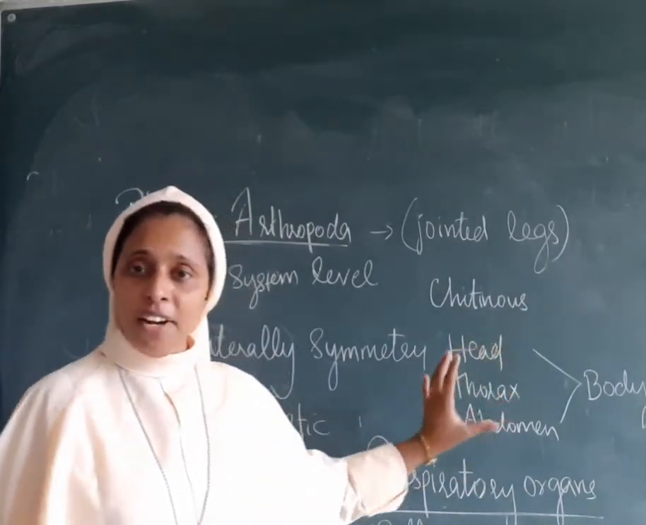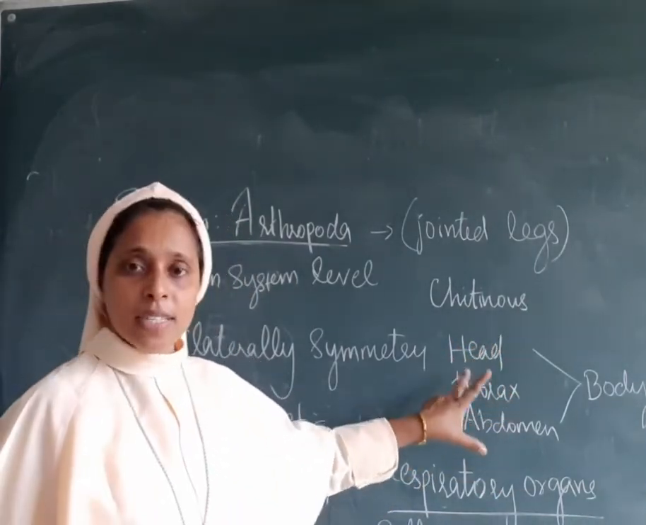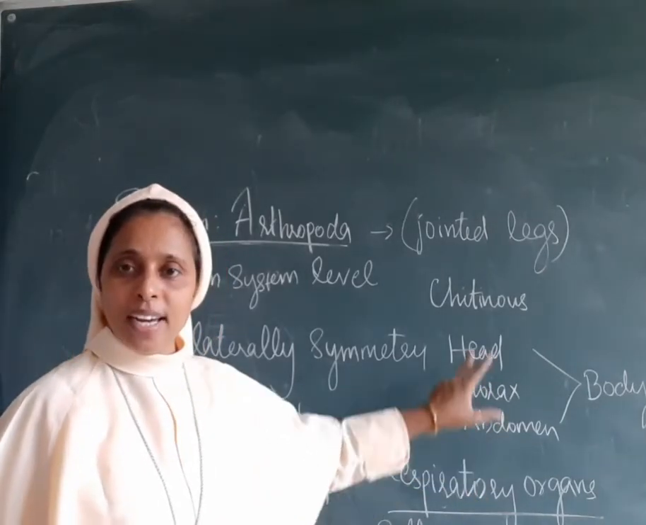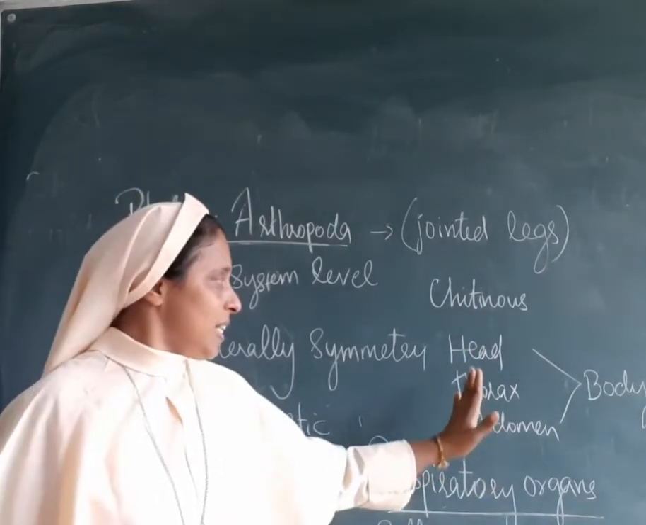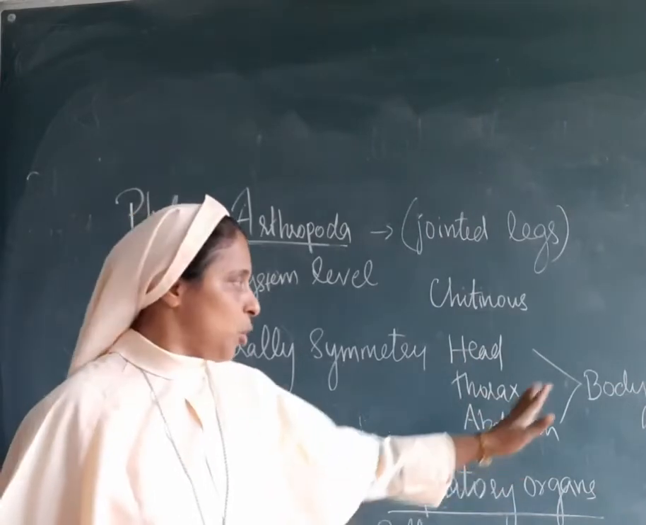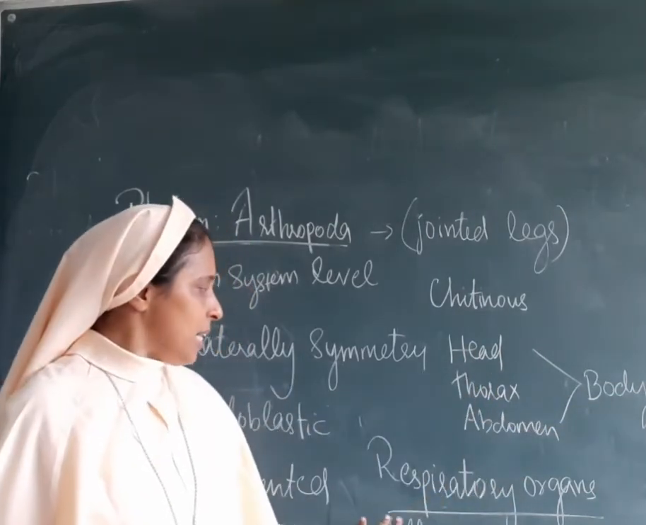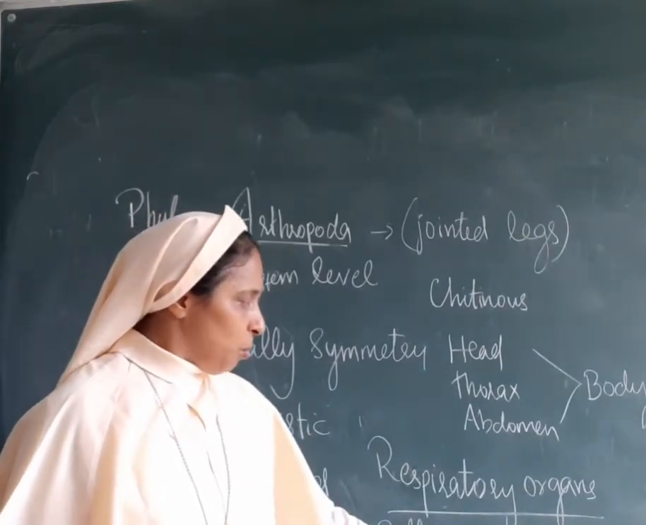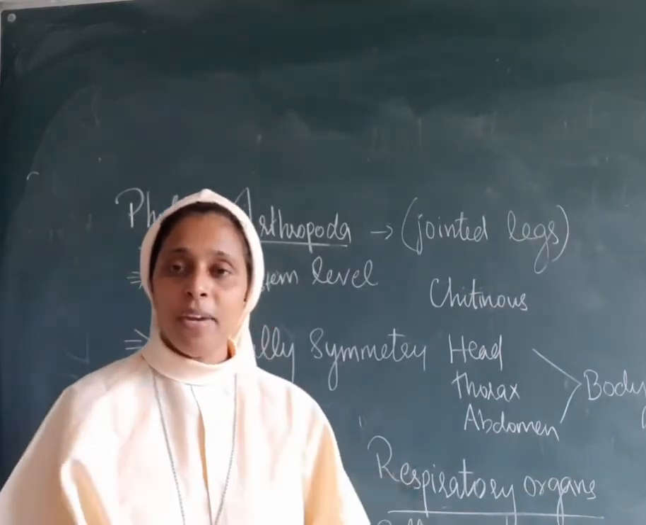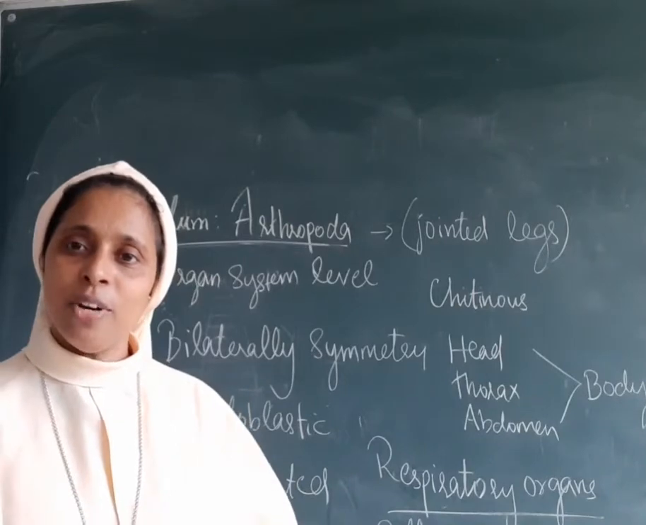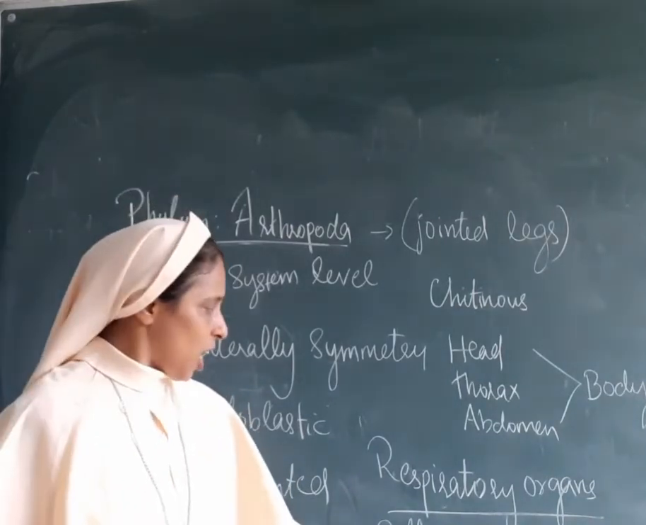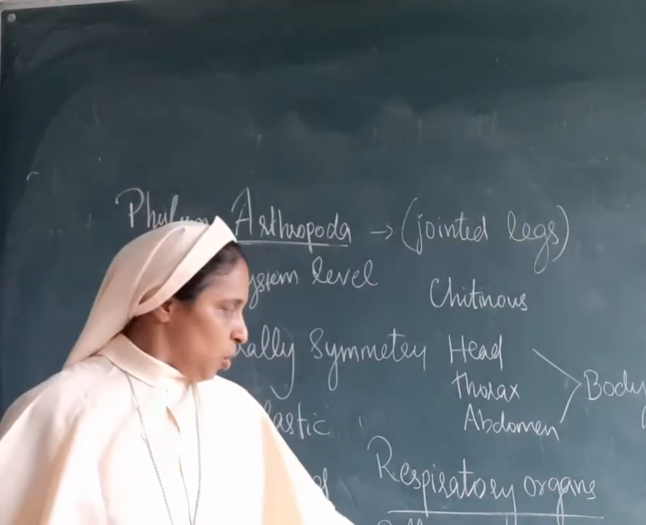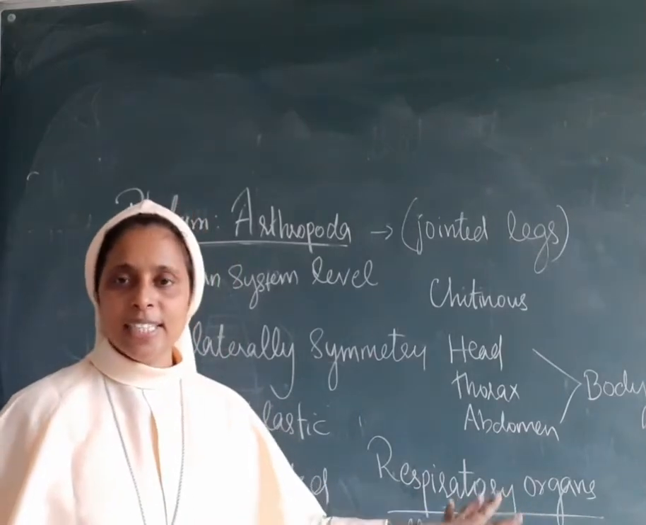The body is divided mainly into 3 regions: head, thorax and abdomen. Then the respiratory organs are gills, book lungs and tracheal system. So there are many varieties of respiratory systems in the Arthropoda.